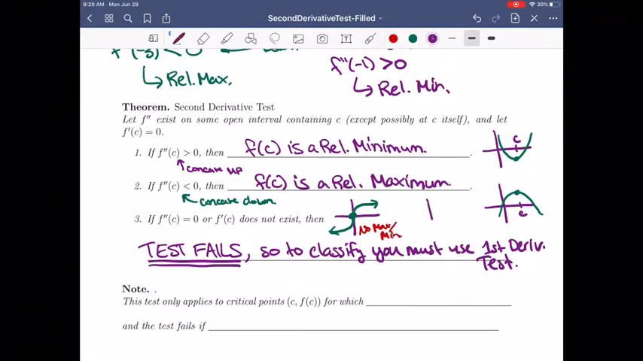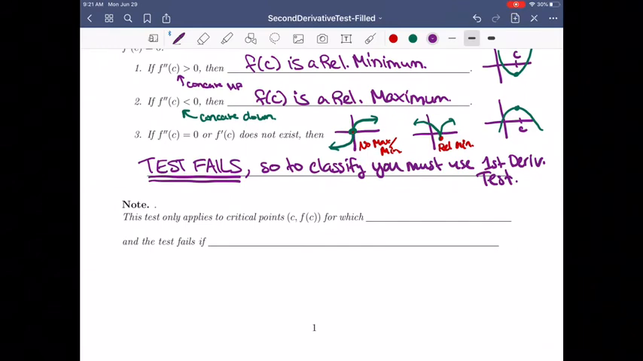And then we get no max or min. But it could also be that it looks something like that. Here the first and second derivative won't exist, but here we actually get a relative min. So it could be that you get a relative min even though the test fails. It could be that it's neither. It could be anything, so you can't conclude anything.